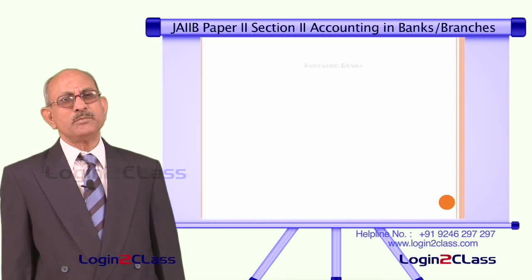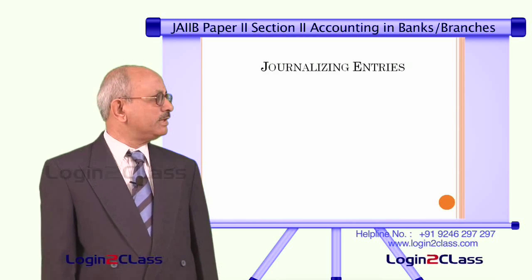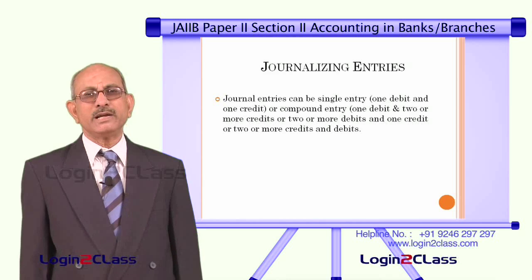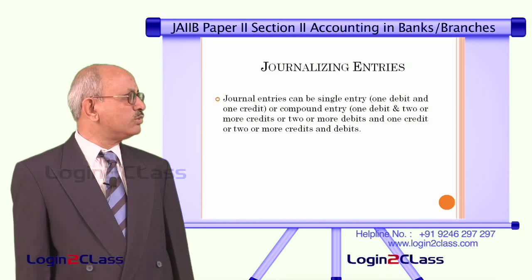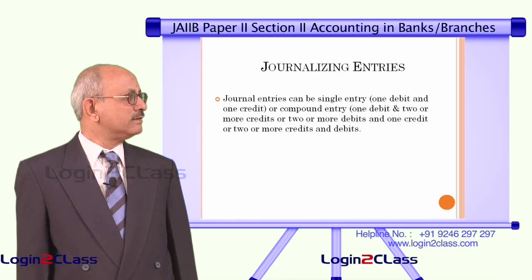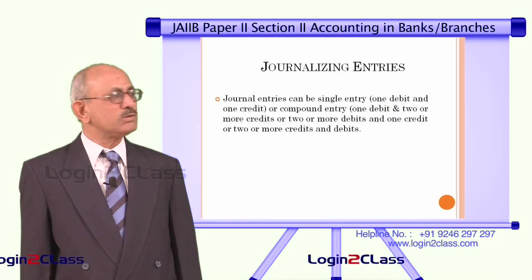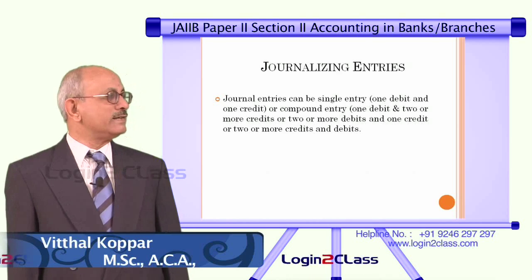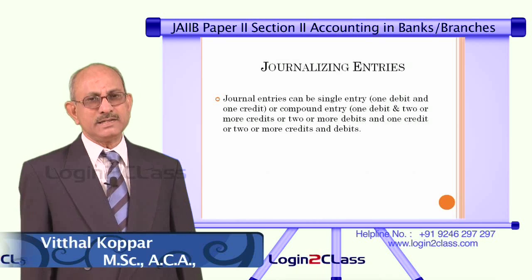And journal entries can be of different types. They can be single entries, that means there is one debit and one credit, or it can be a compound entry, that is one debit and two or more credits, or two or more debits and one credit, or two or more credits and two or more debits. Such entries are called compound entries. We will take examples of such compound entries at a later stage.